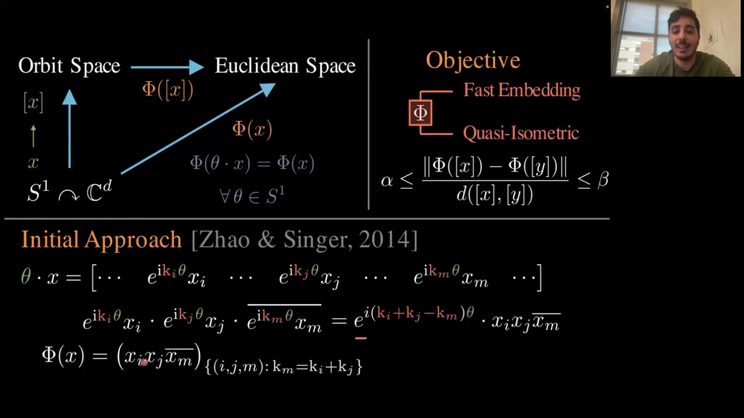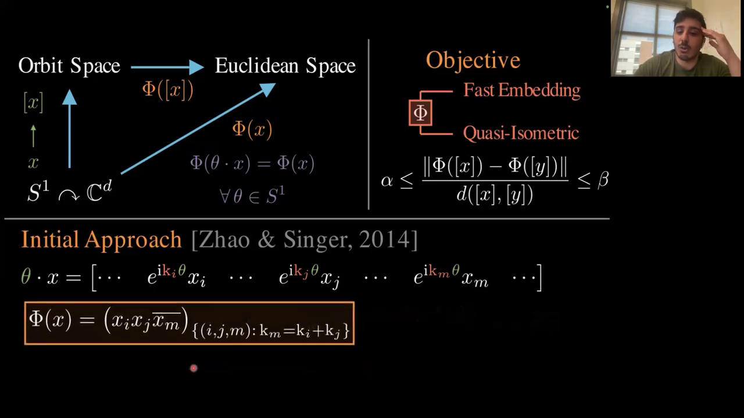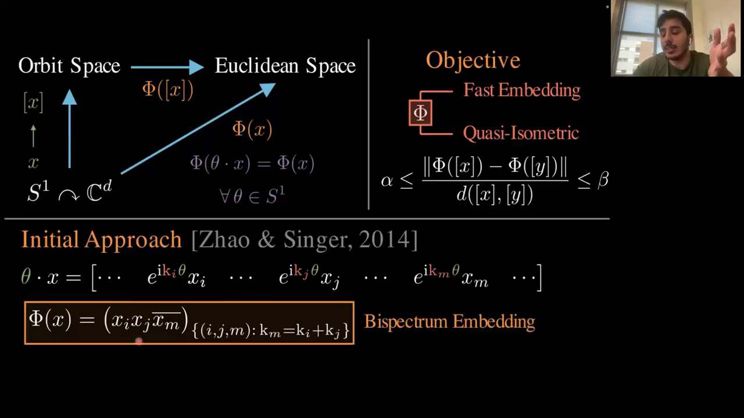They say, consider phi, whose components are cubic monomials with the third term conjugated. And the indices are chosen in such a way that the weights satisfy km equal to ki plus kj. This way, all of these monomials are invariant, and you get an embedding of the orbit space. So that's what they call the bispectrum embedding. And one thing you'll notice is that it's differentiable in the real sense, not in the complex sense. It's real differentiable because it's a polynomial.